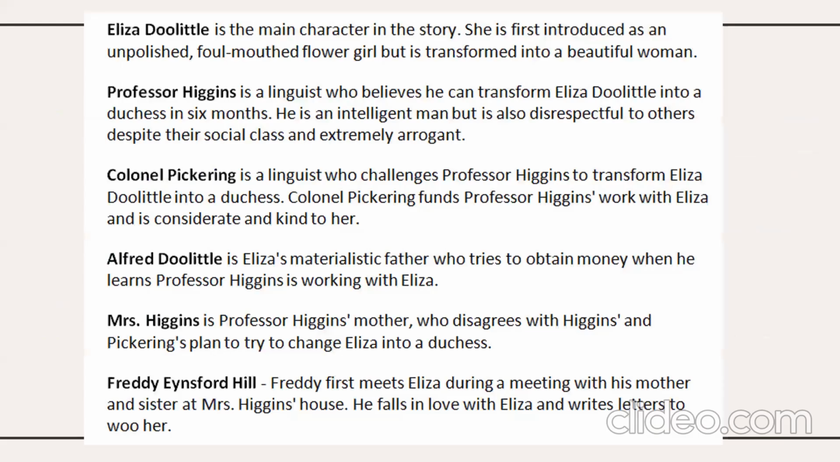Now, in this play, you have a few important characters. Eliza Doolittle is the main character in the story. She's first introduced as an unpolished, foul-mouthed flower girl, and later she's transformed into a beautiful woman. Then the next character is Professor Higgins, a linguist who believes that he can transform Eliza Doolittle into a duchess in 6 months. He's an intelligent man, but he's also disrespectful to others despite their social class.